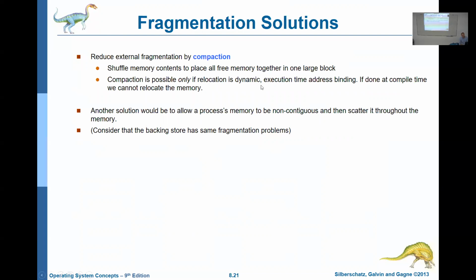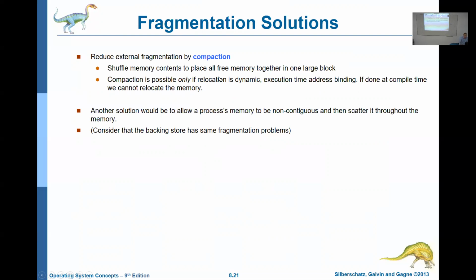If you do execution time address binding, then you can compact, then you can move things around. But imagine doing compile time binding, where you create the actual address where it's supposed to be at compile time. Then you can't move it. You can't move your memory. You have a fixed address. You don't have a relocation register, right? That whole thing of the relocation and moving, of deciding where it is, you don't have logical and physical addresses. You just have one address. So compaction is only possible if you do dynamic. Of course, nowadays everything is dynamic.